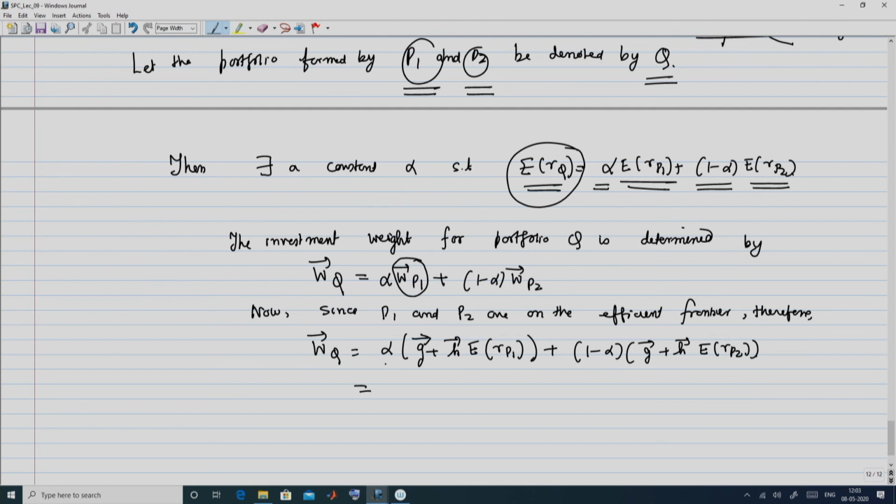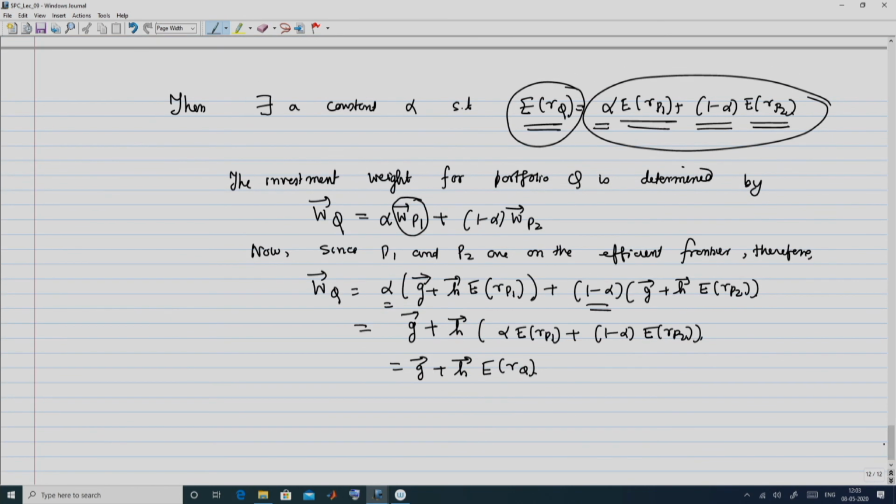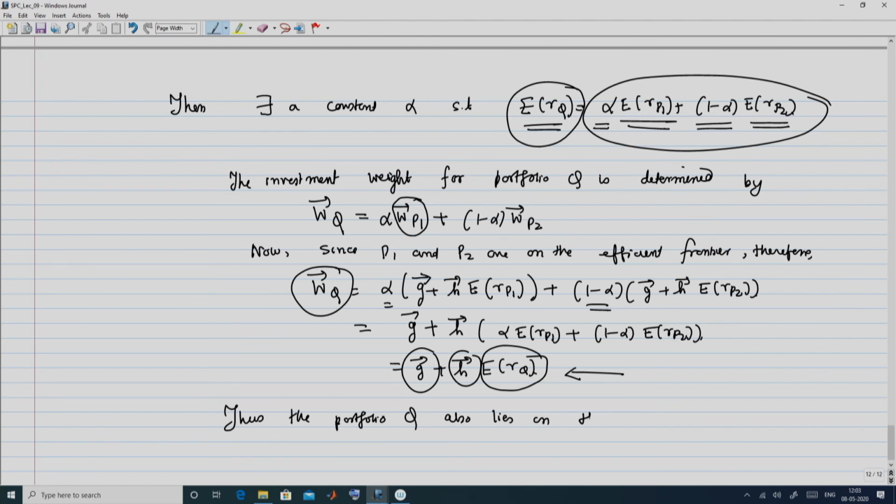So, I can take the G terms, and this alpha and 1 minus alpha will combine to give me G, plus I will have the H term, and along with it I will have alpha E R P 1 plus 1 minus alpha E R P 2. And alpha E R P 1 plus this term, as we have already made a choice, is nothing but E of R Q. So, this means that the weight of this portfolio Q is of the form G plus H into the expected value of the return of R Q. So, therefore, since it is in this particular form, we can conclude that the portfolio Q also lies on the efficient frontier.